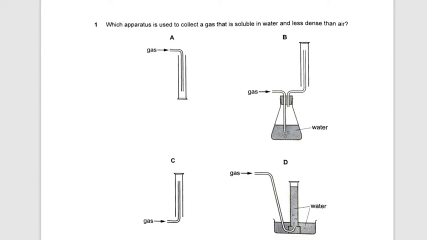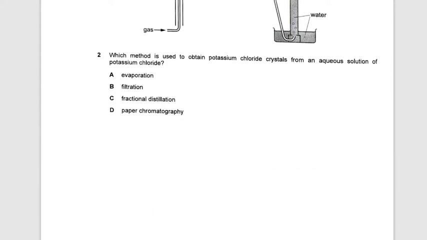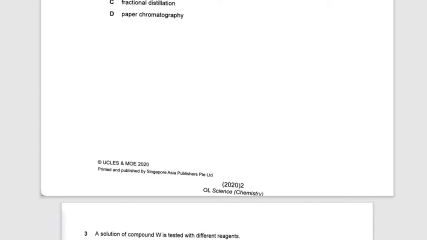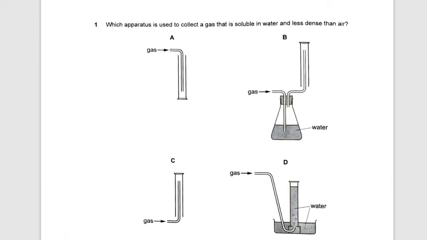So here I'm going to help you with the revision of the O-level paper, the year 2020, from combined chemistry. So let's see the paper. Question number 1: which apparatus is used to collect a gas that is soluble in water and less dense than the air?